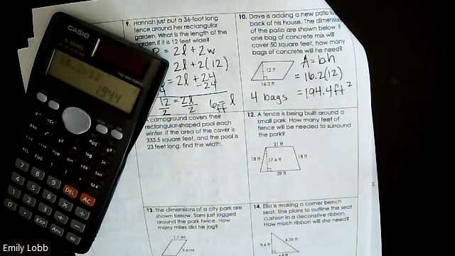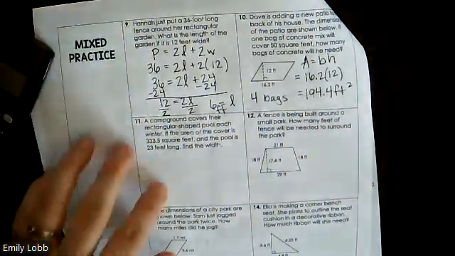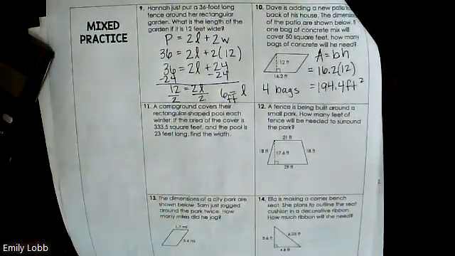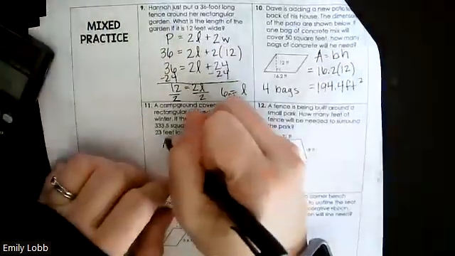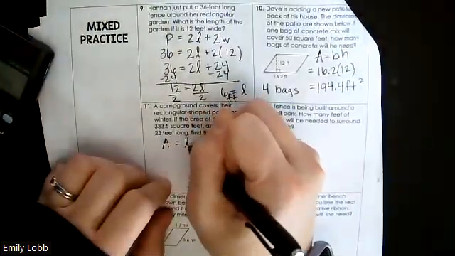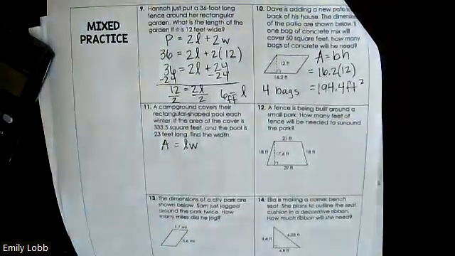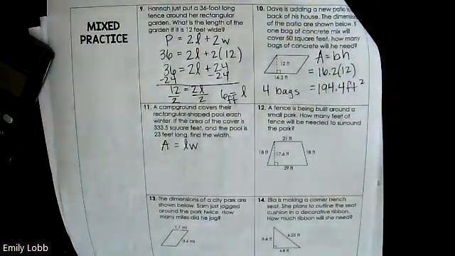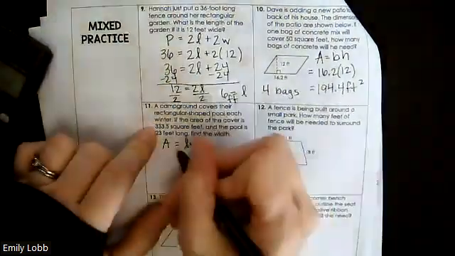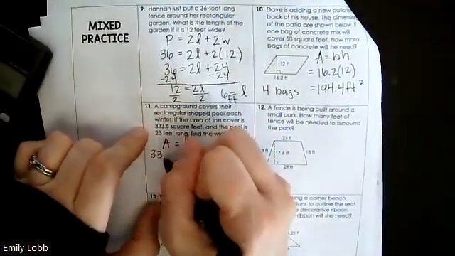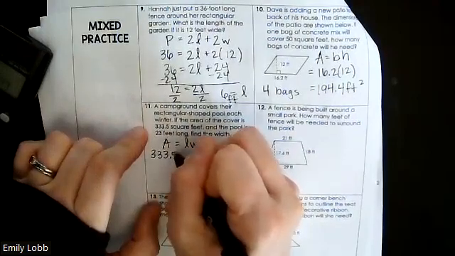We've got to determine what we're looking at, right? Perimeter or area. So looking at this one, a campground covers their rectangular shaped pool each winter. Here we're talking about the area. So think about a rectangle that is length times width, right? These are things you should know. We did review it yesterday. What do we know? We know how many square feet it is, so we know the area, 333.5.